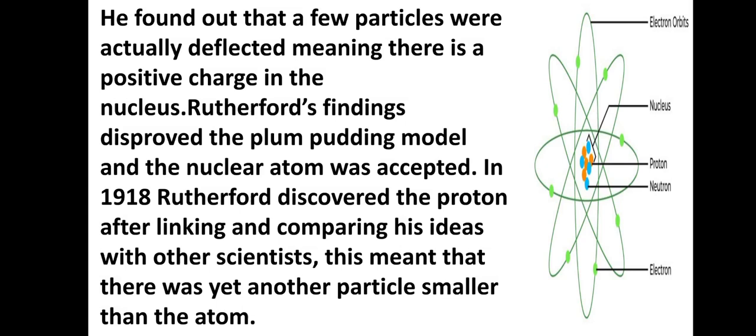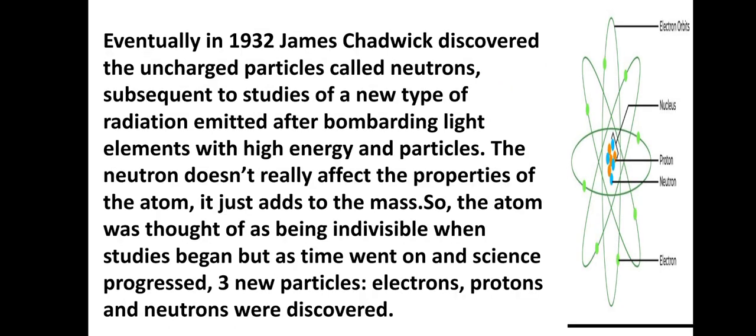In 1918, Rutherford discovered the proton after linking and comparing his ideas with other scientists. This means that there was yet another particle smaller than the atom. Eventually, in 1932, James Chadwick discovered the uncharged particles called neutrons, subsequent to studies of a new type of radiation emitted after bombarding light elements with high energy particles.